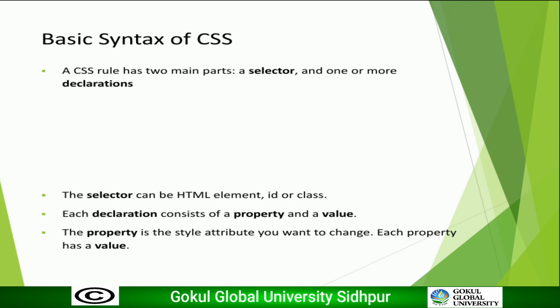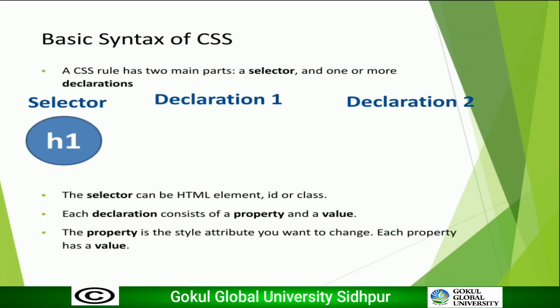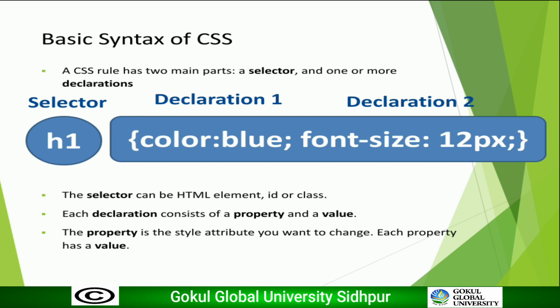A CSS rule has two main parts: a selector, which can be an HTML element, ID or any class, and one or more declarations, and each declaration consists of a property and a value. Property is a style attribute you want to change. Each property has a specific value. Like here we have seen the selector h1, that is the HTML element, and declaration 1 in which color is the property which has the value blue, and declaration 2 where font size is a property and 12 pixels is the value.